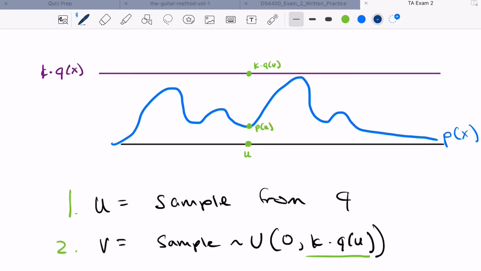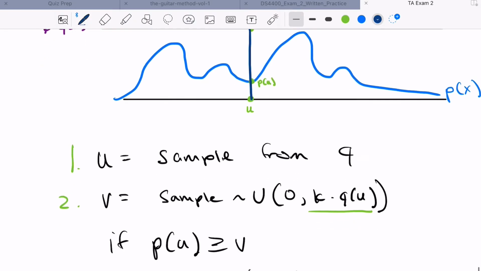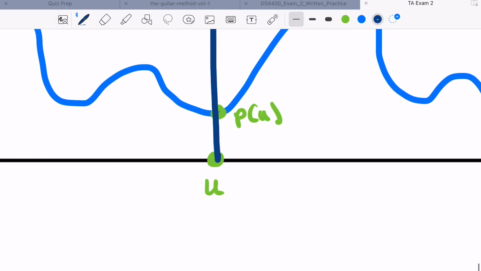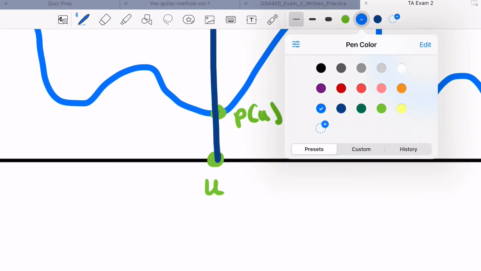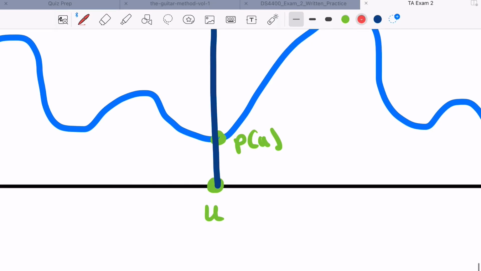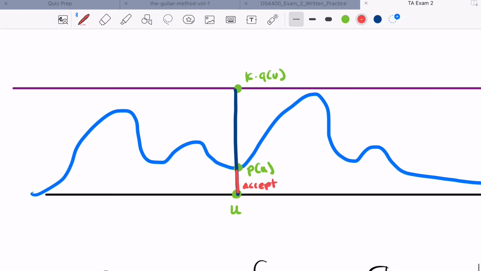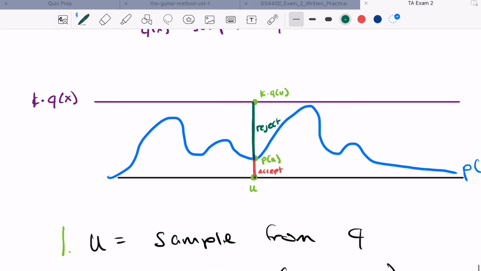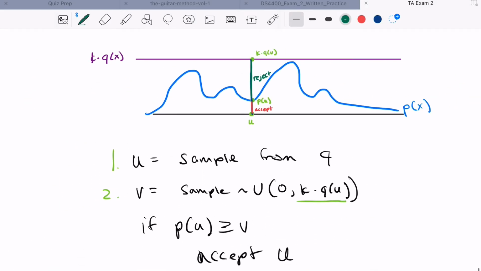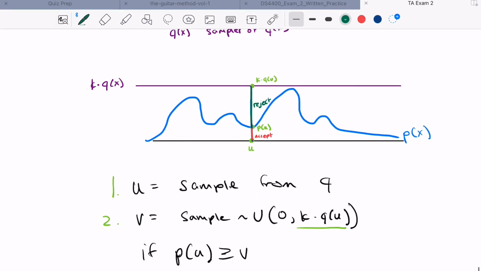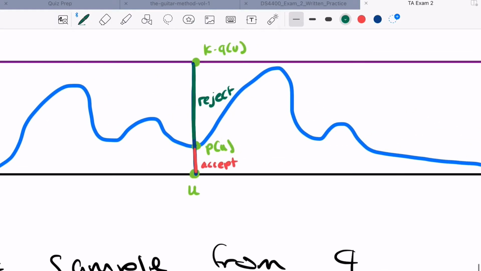Along this line, right? And what we see in the next part of our equation is, if we get a value along this uniform distribution that's within this range, then we'll accept. But if we get a value in this range up here, we reject. So one intuition that I find super helpful here is, we're sampling from Q, right? And then we're sampling from a different distribution.